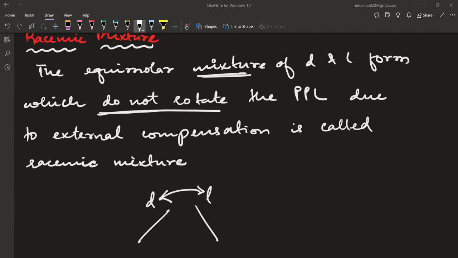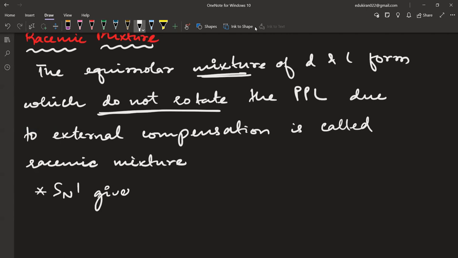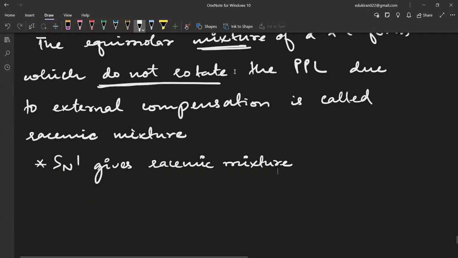Yes or no? Hamza and Hiba, Krishna? Yes, sir. What about you guys, Hamza and Hiba? Yes. Yes, na? Then you will write: SN1 gives racemic mixture. Now let us see how.